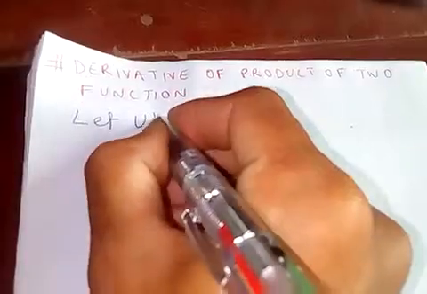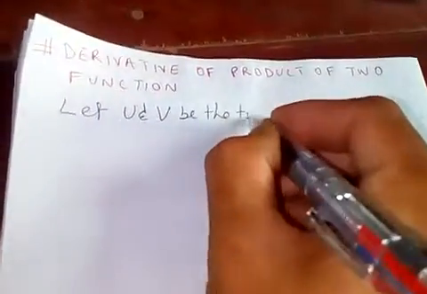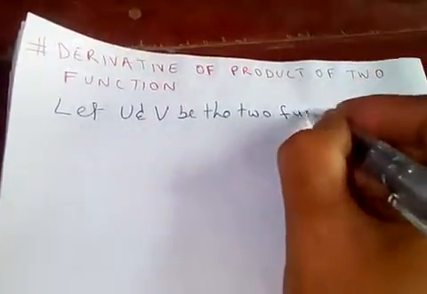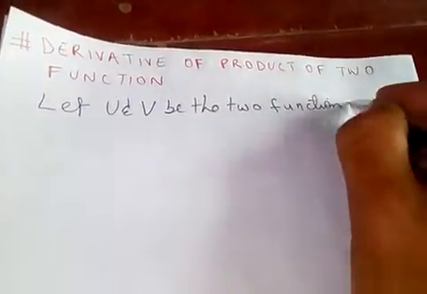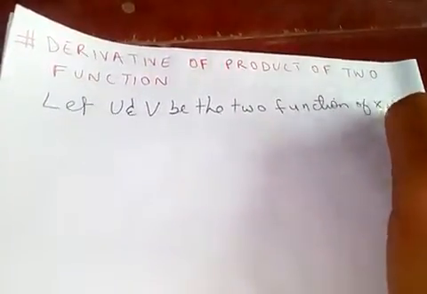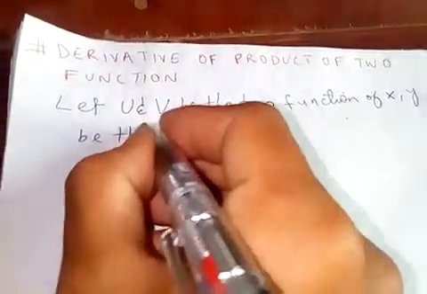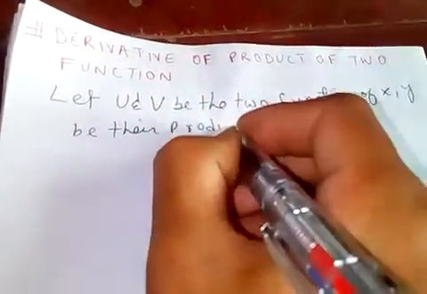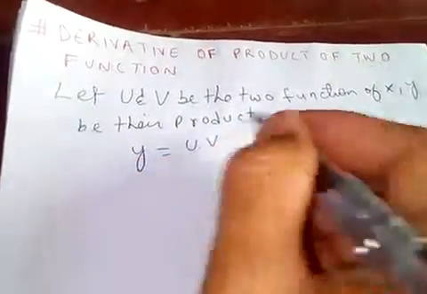Let's take u and v again. Let u and v be the two functions of x. Okay, and let's say y be their product. Okay, so y product means u into v.